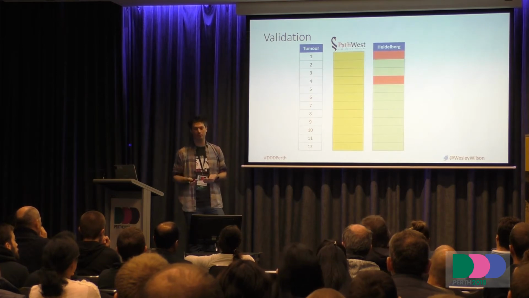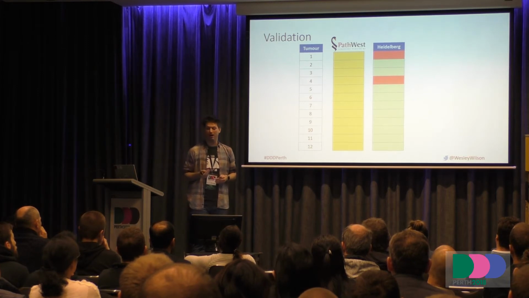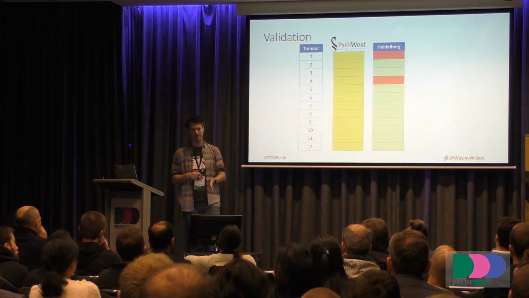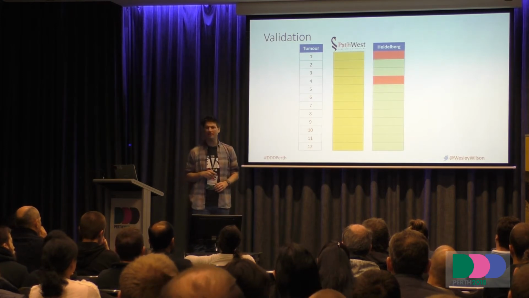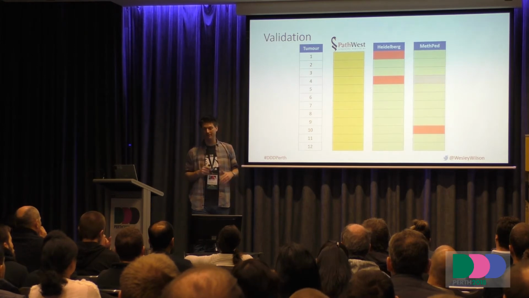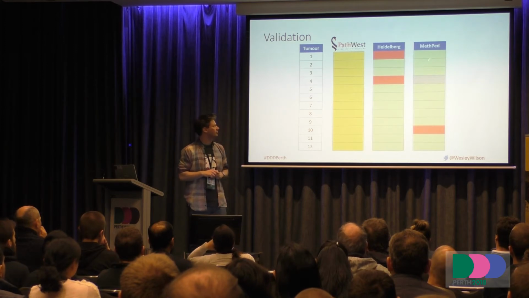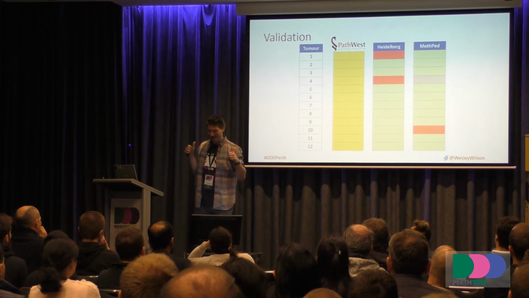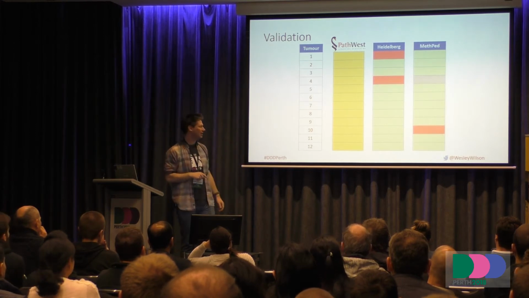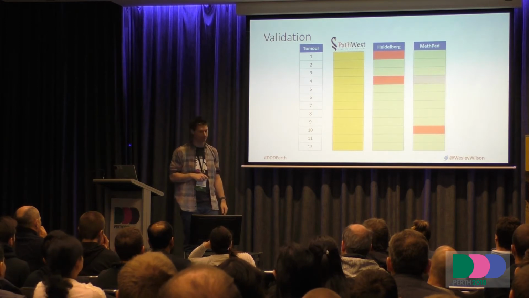When you compare Heidelberg with what PathWest finally decided, Heidelberg agreed with PathWest 10 out of 12 times. So 83% of the time, Heidelberg is getting it right in the eyes of PathWest. When you compare that to MethPed, our algorithm, it's a little bit different, but still kind of interesting. For tumor number 1, for example, Heidelberg got it wrong, but MethPed got it right. Yay! Unfortunately, for tumor number 10, Heidelberg got it right, and MethPed got it wrong. Ooh.